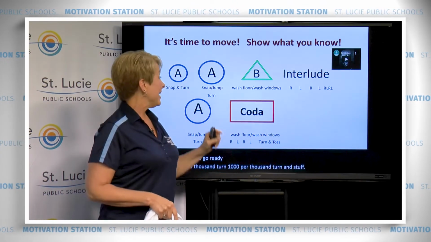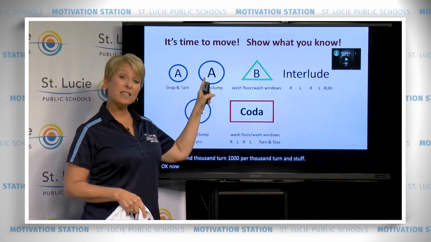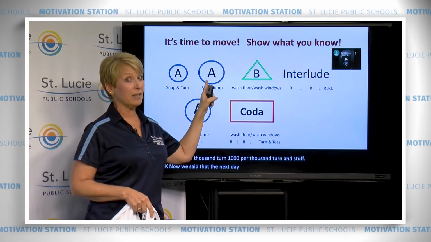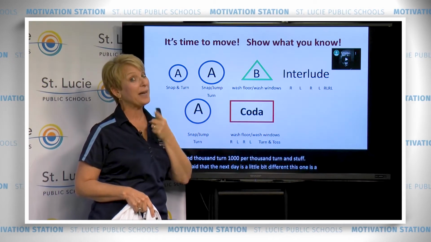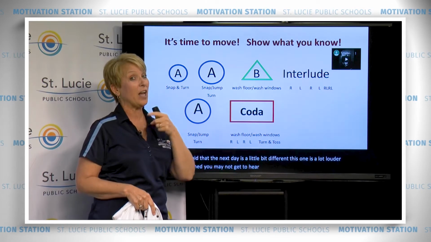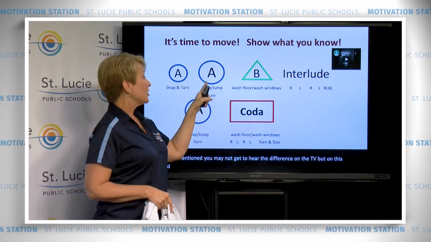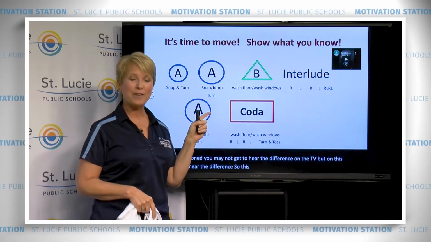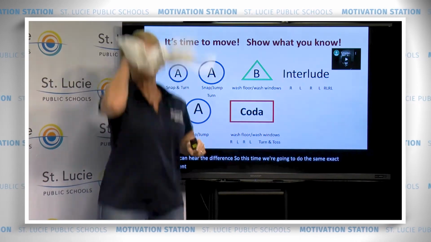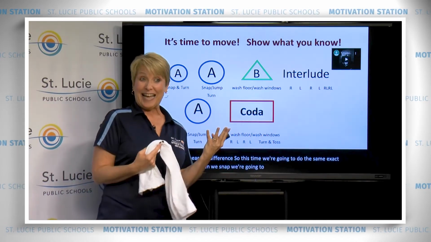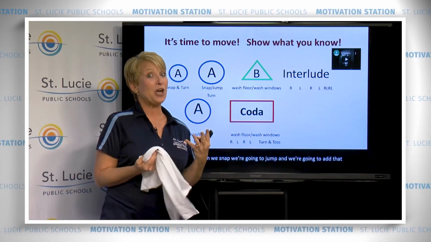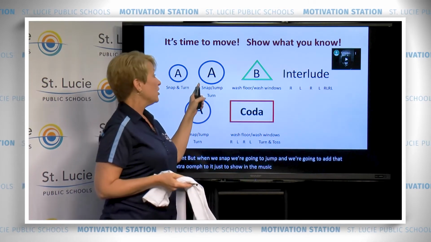Okay? Now, we said that the next A is a little bit different. This one is a lot louder. Again, I mentioned you may not get to hear the difference on the TV, but on this end, we can hear the difference. So this time, we're going to do the same exact movement, but when we snap, we're going to jump. And we're going to add that little extra oomph to it just to show in the music that it's a little bit different.